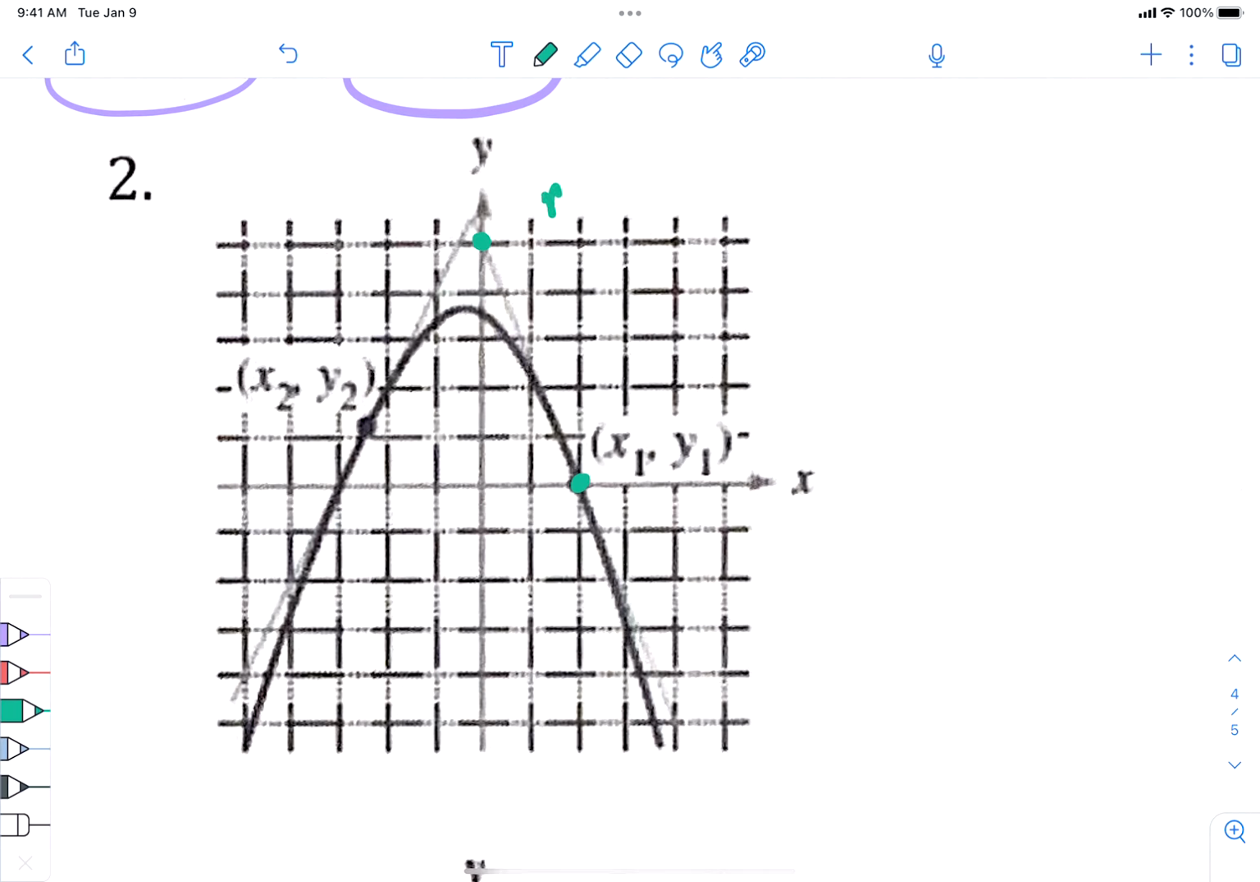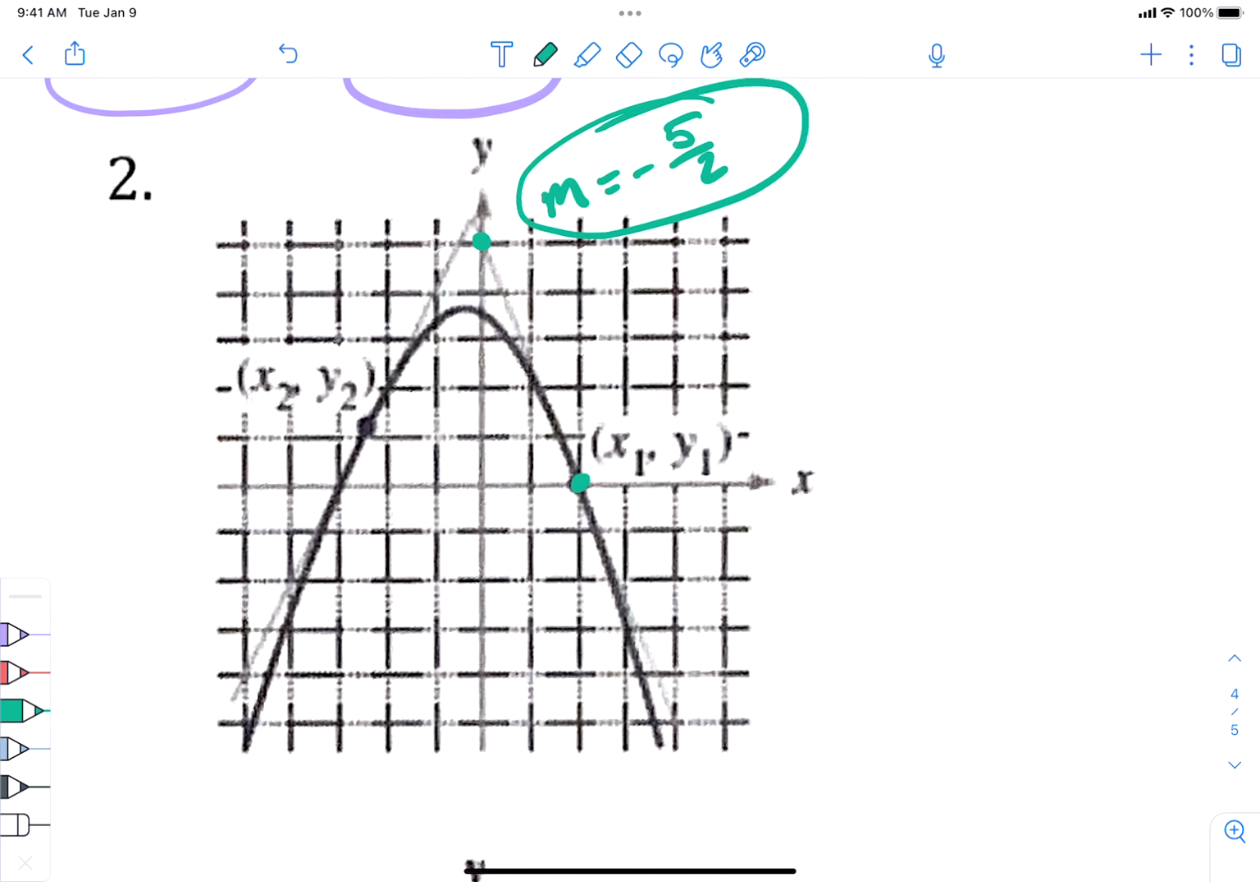So let's find his slope. 5 over 2. Negative. Negative 5 over 2. That's his slope at that point. So at that point, his slope is negative 5 over 2.